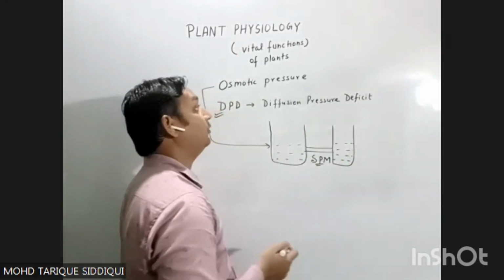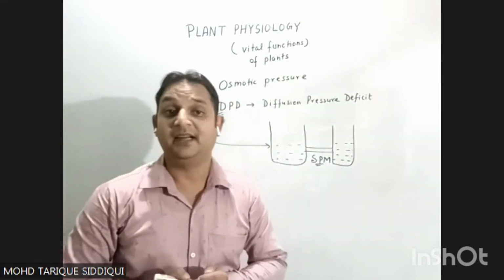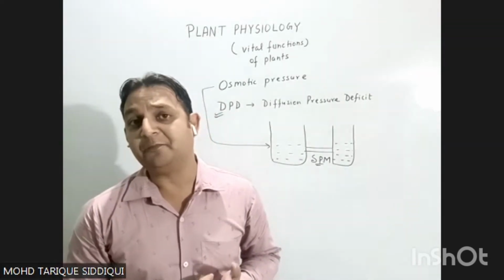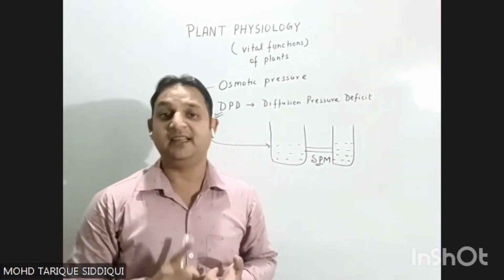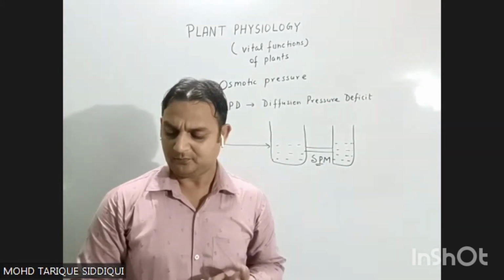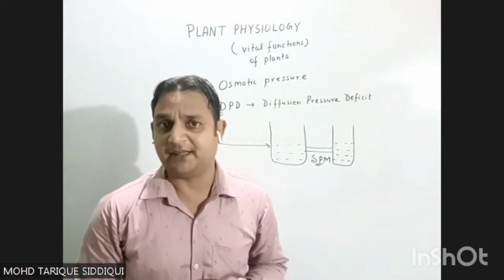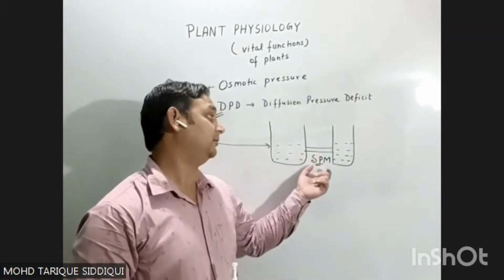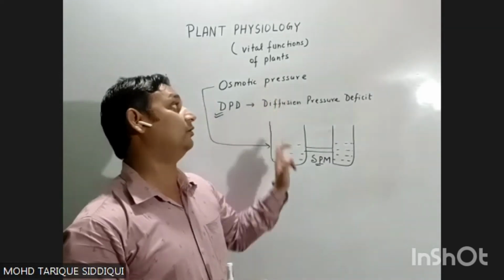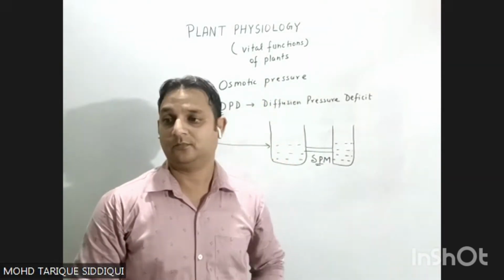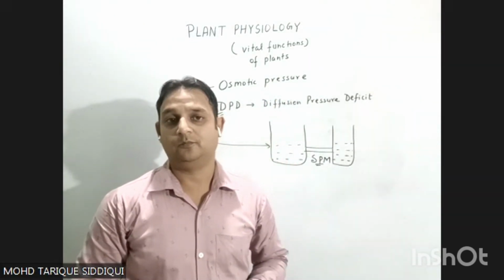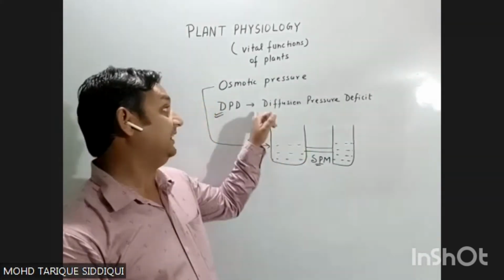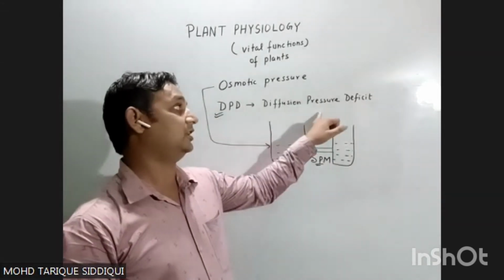Again, I am repeating what is osmotic pressure. It is a pressure developed in that solution which can prevent osmosis in that solution when the solution is separated from pure water by semi-permeable membrane. That is osmotic pressure. All right. Now, after the osmotic pressure, we have to go through DPD, diffusion pressure deficit.